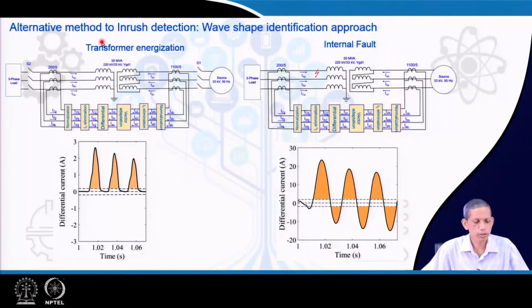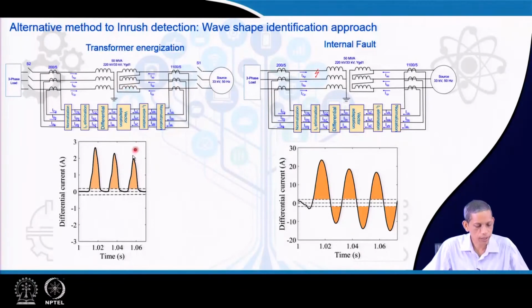The alternative method for this inrush detection process, besides this harmonic based approach, is called the wave shape identification approach. Let us see this case: transformer energization and internal fault. These were the internal fault case and this is the normal transformer energization.